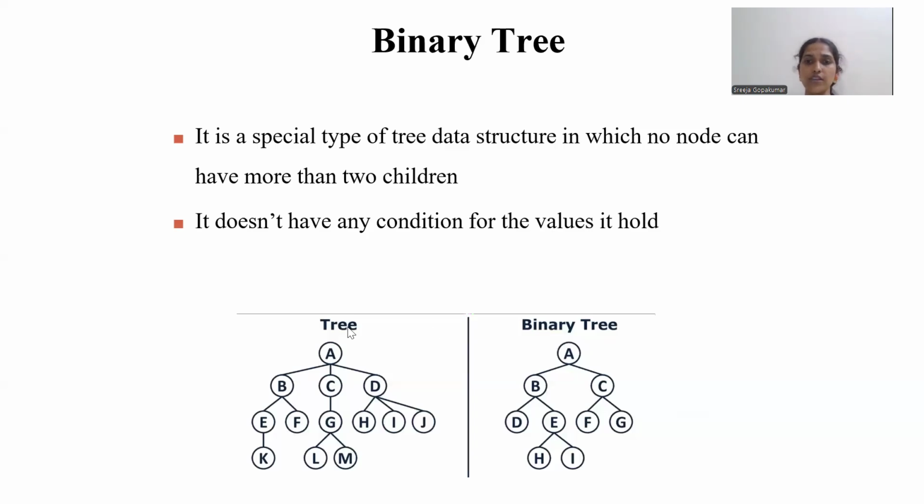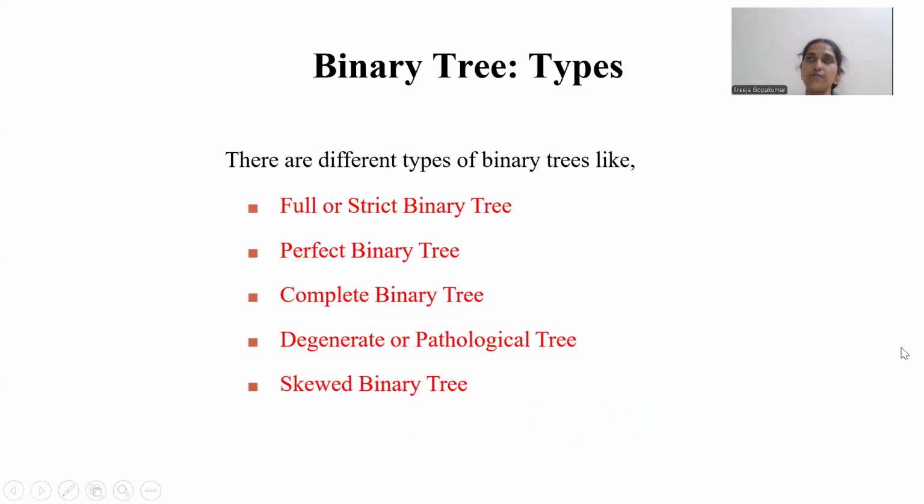So let's move on to the next one. What are the different types of binary tree? There are 5 different types. One is the full or strict binary tree. The second is the perfect binary tree. Third, the complete binary tree. Fourth is the degenerate or pathological binary tree. And the last one is the skewed binary tree. So let's see them one by one.